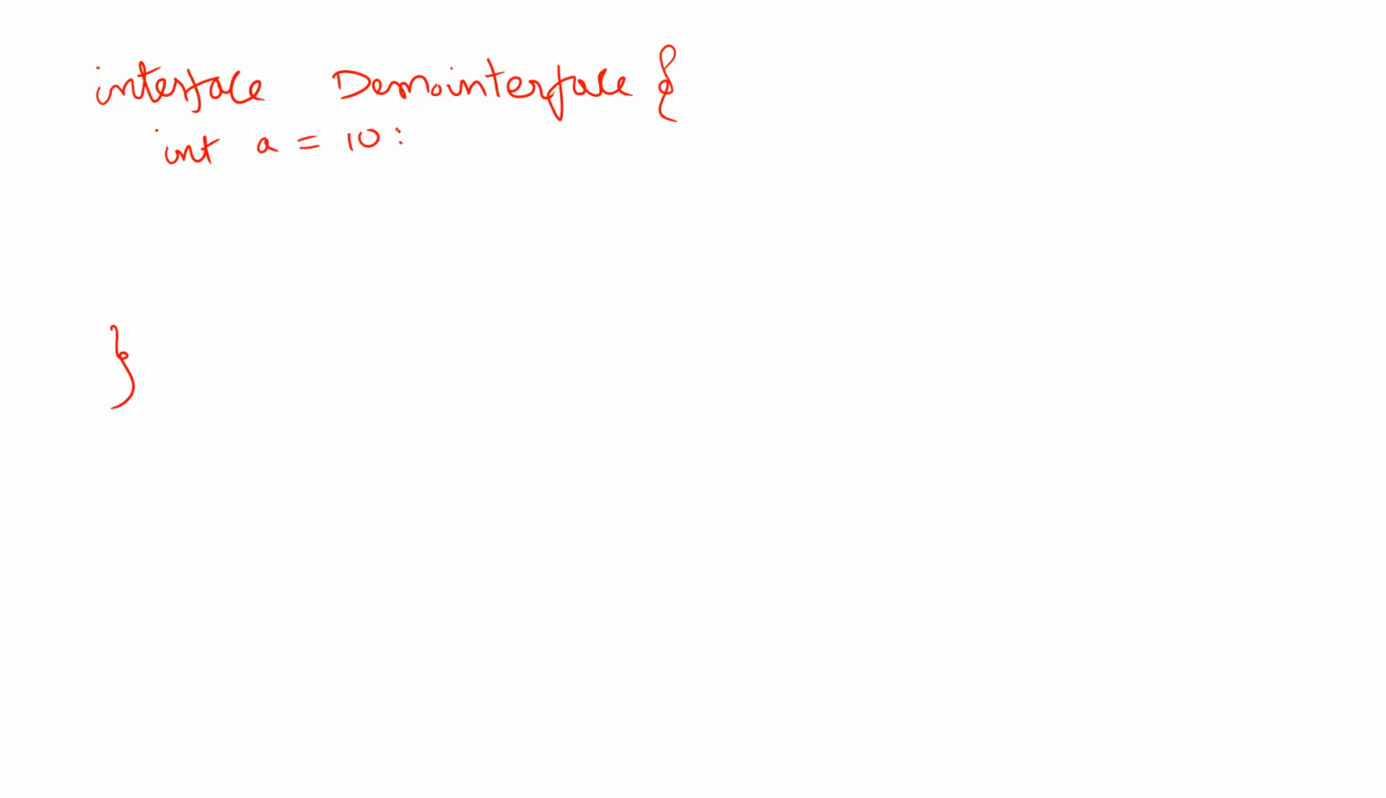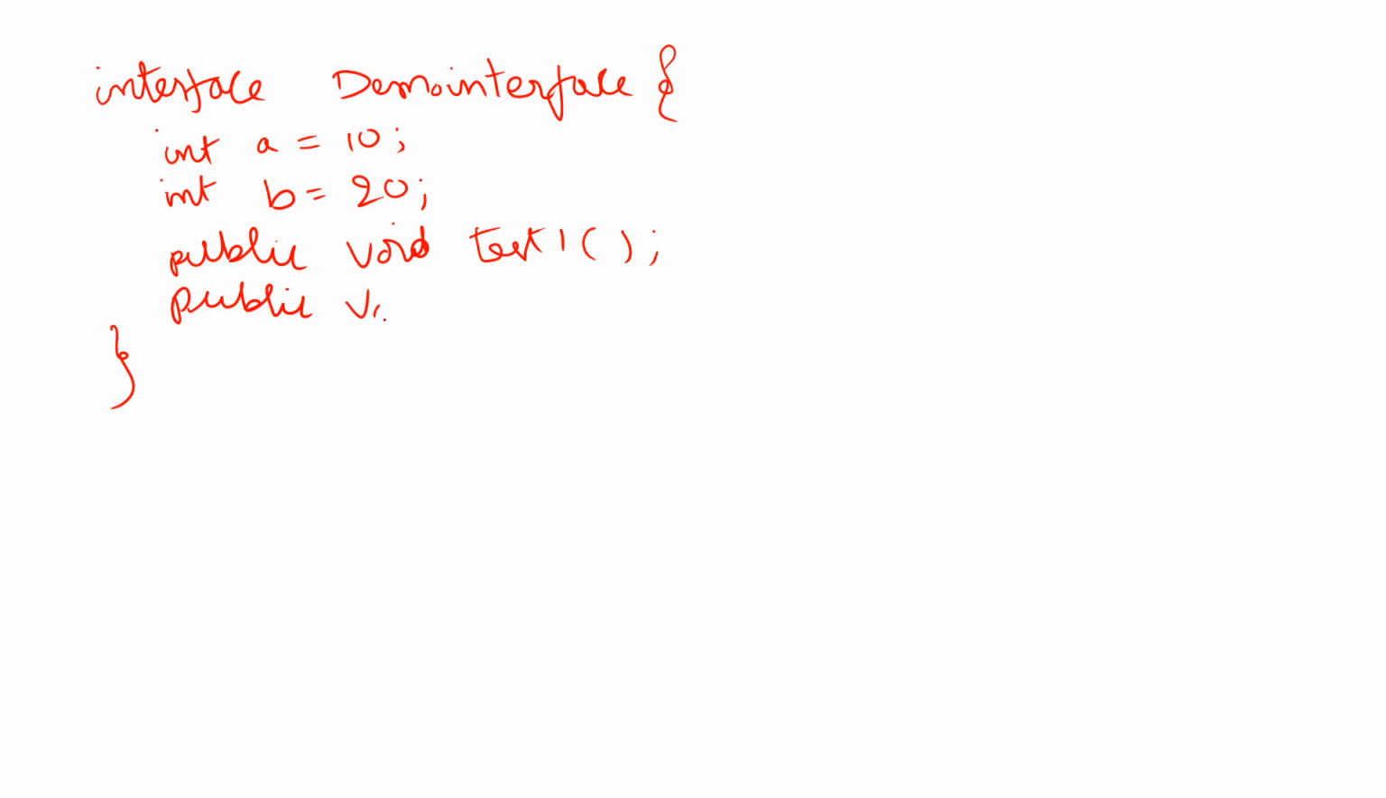Let's say we have an interface here, which is interface, I'll say demo interface. And in the interface I can have some variables, let's say int a is equal to 10 and another variable int b is equal to 20, and I have few methods, public void test1 and another one is public void test2.